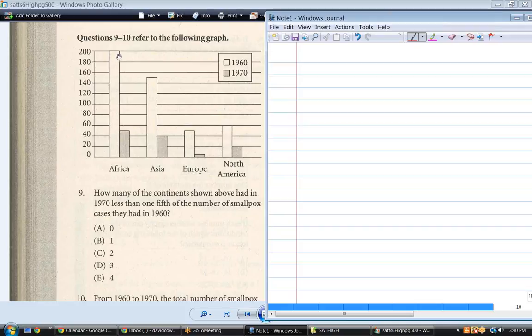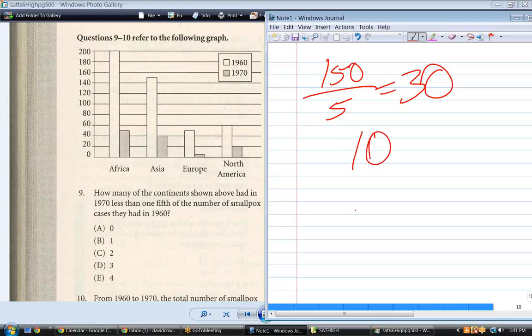No, because 1/5 would be 1/5 of 200, which is 40, and they have more than 40. So they don't have less than 1/5. The only possible is Europe. Well, what about Asia? What's 1/5 of 150? Oh, yeah, less than 40. Yeah, you're right. It's 30. Okay, Europe is 1/5 of 50, which is 10. That's clearly less than 10. Yeah. So 1 is the answer, B.